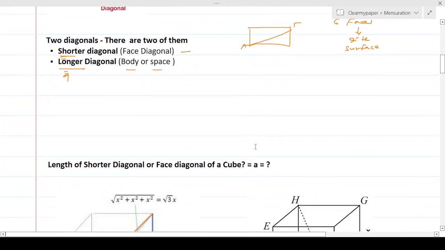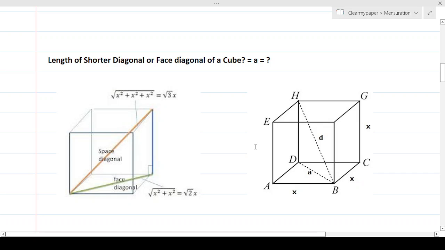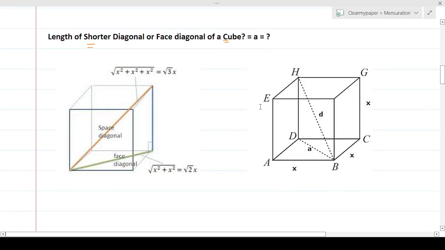Okay, let's get started. Let's talk about the shorter diagonal first, and that too for a cube. We know in a cube all the sides are equal because all the sides are square in shape. We're going to talk about the shorter diagonal. This is the shorter diagonal and this is the longer diagonal. So we're going to focus on this.